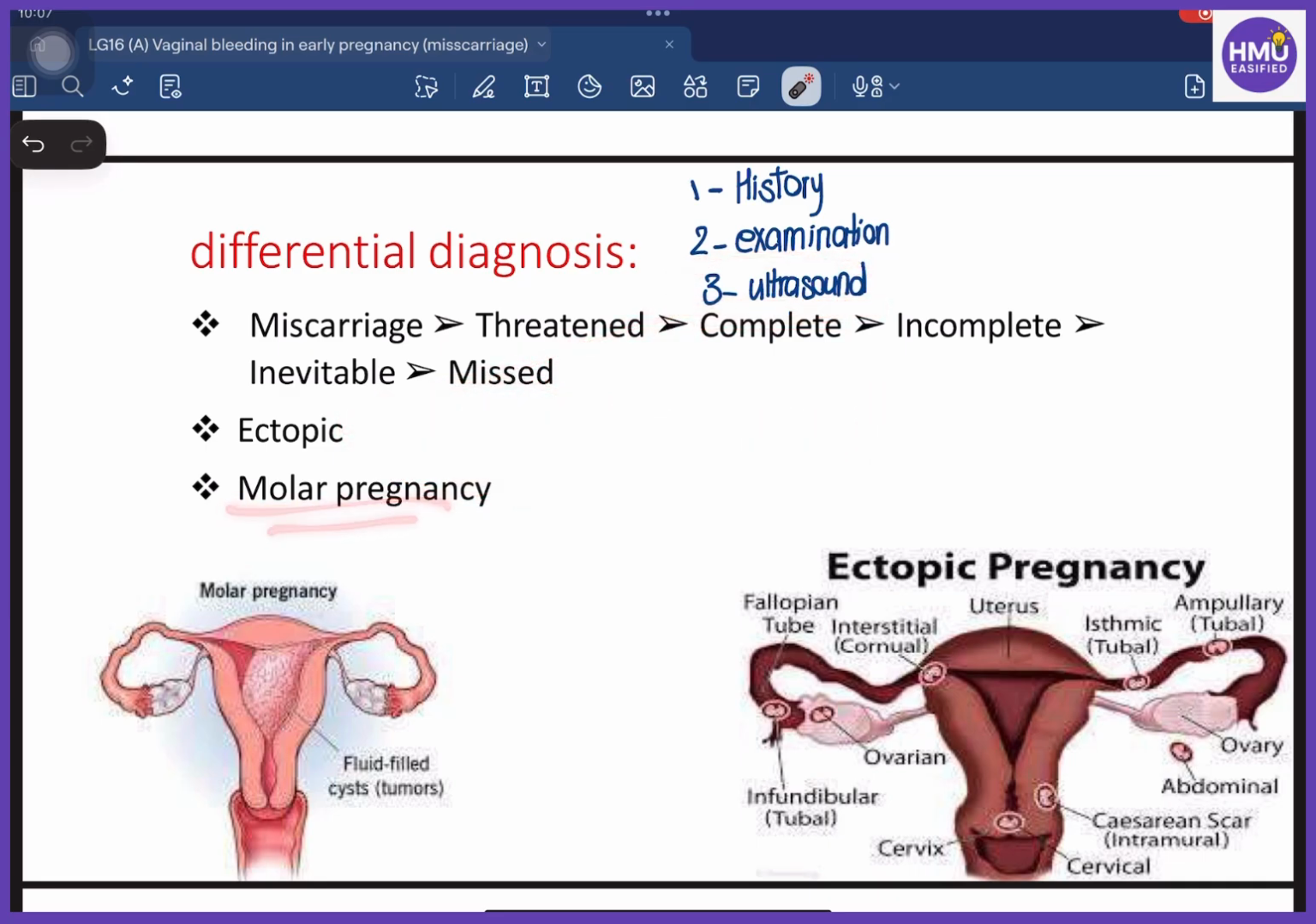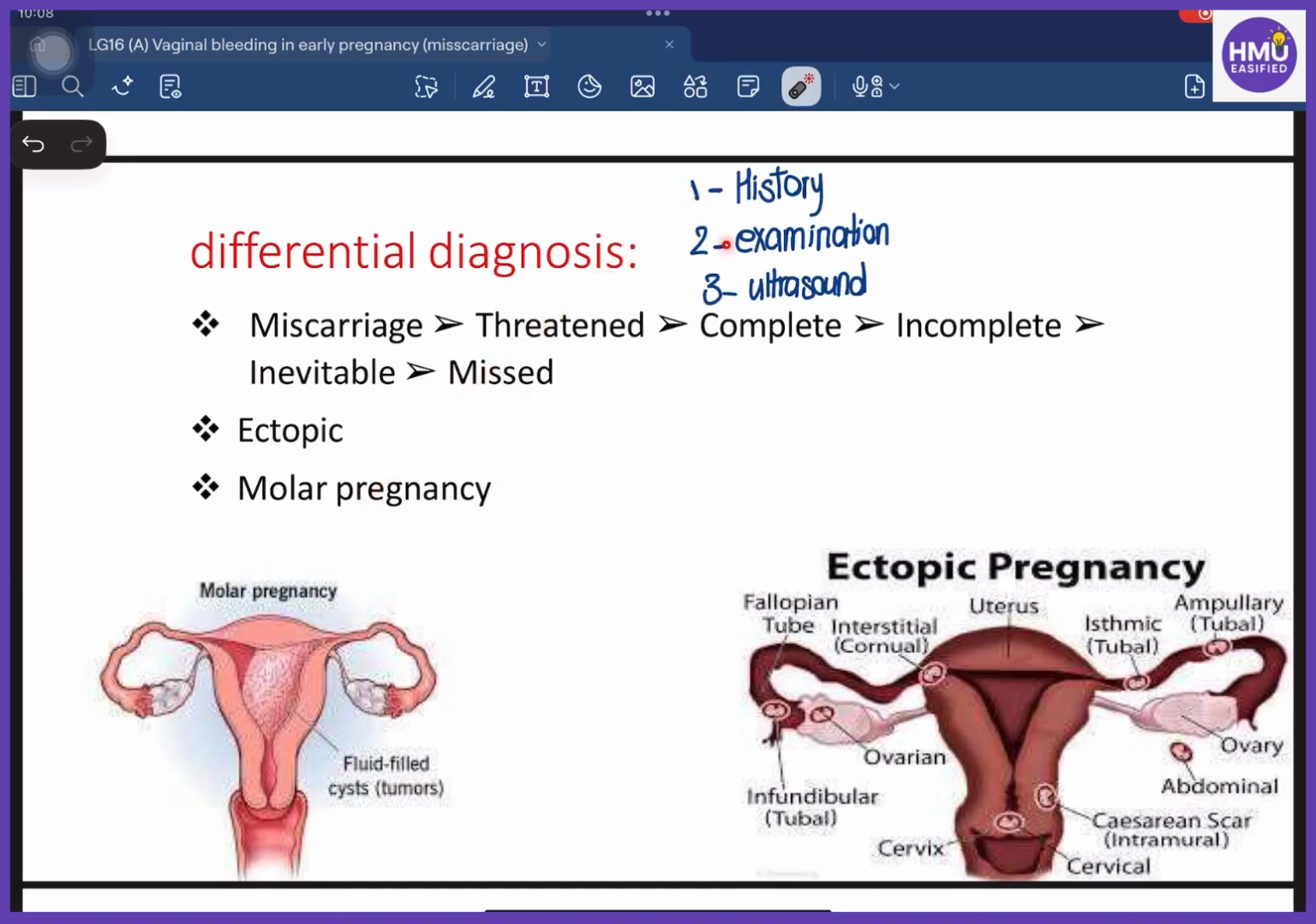Molar pregnancy: what can we ask in the history? If they have passed vesicles. Vesicles are these small fluid-filled structures. They have passed these vesicles, or they may present with bleeding as well. And again, ask about previous history of molar pregnancy.